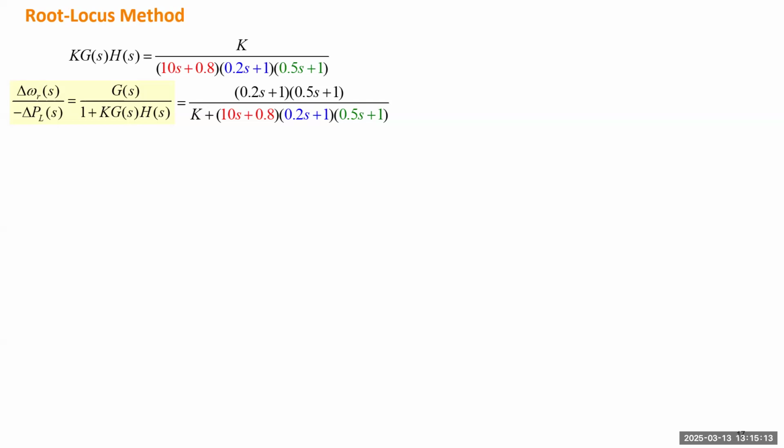So if k equals 0, what are the poles of the closed loop transfer function? This one will have one pole at s equals 0.08, right? And this one will be s equals negative 5. And this one will be negative 2. So there are 3 poles with the open loop transfer function.